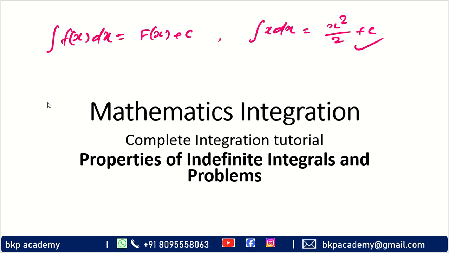Namaskar my dear friends. Let us talk about properties of indefinite integral, that will be without limit, right? And we'll try to understand some problems based on that indefinite integrals. So what we can do is, let us say number 1, I have integration of f of x dx. So that, let's say I am telling you f of x plus c.